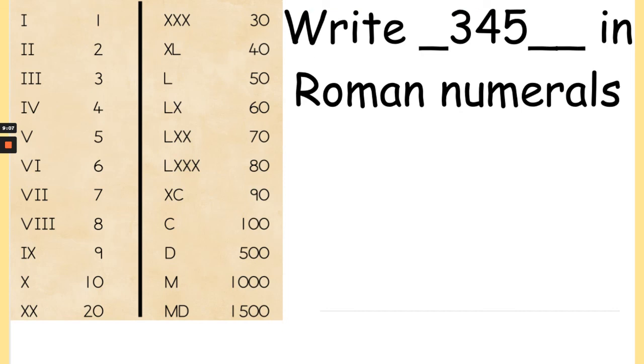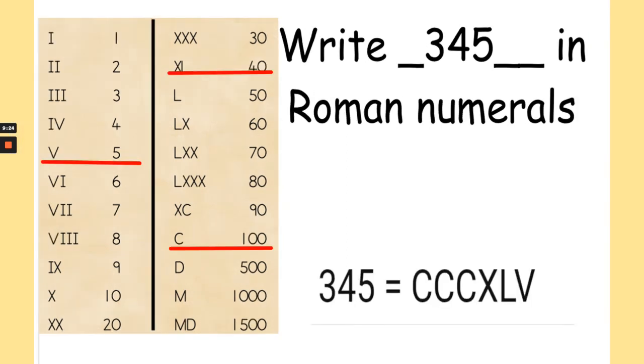Now, a bit trickier, write 345 in Roman numerals. Use the chart to help you and pause the video now to write down your answer. Okay, let's see our answers. So 345 in Roman numerals is CCCXLV. If we have a look at the chart, C is 100, so we need to write C 3 times because it's 300. XL is 40, so we have 340, and I just need to add the 5, and V is 5.